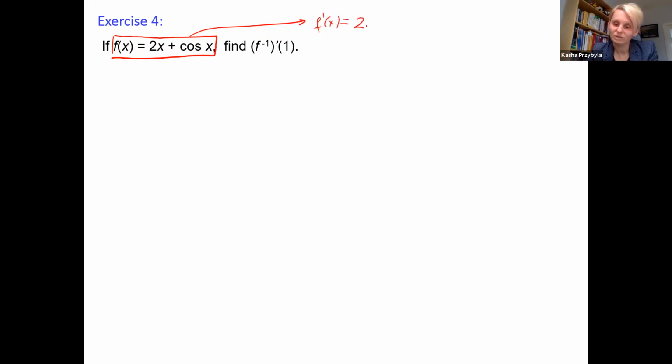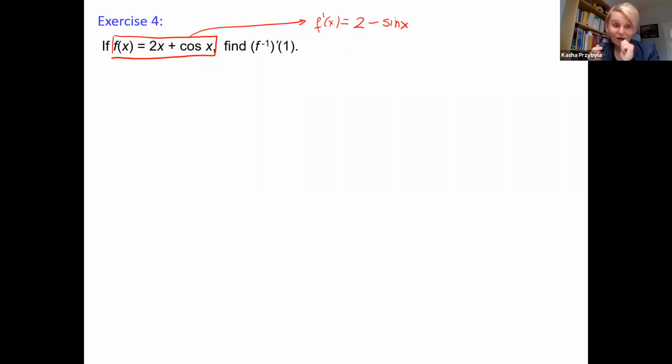And the derivative is 2 minus sine of x. And what do you think? This quantity, I mean the expression 2 minus sine of x, is it always positive or always negative? Or maybe sometimes positive, sometimes negative. 2 minus sine of x, it's always positive. Oh, always positive, because what's the maximum and the minimum value? What's the range of the sine function?